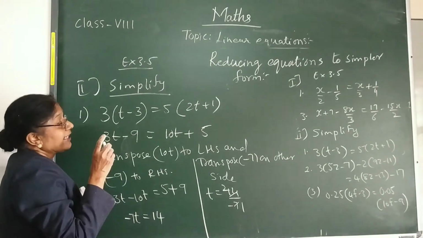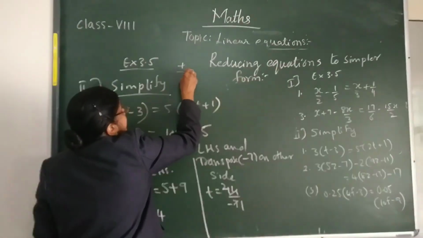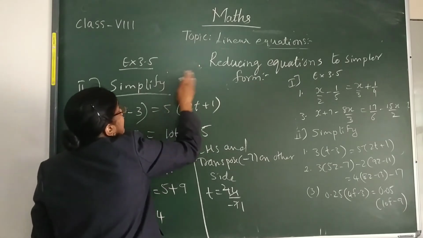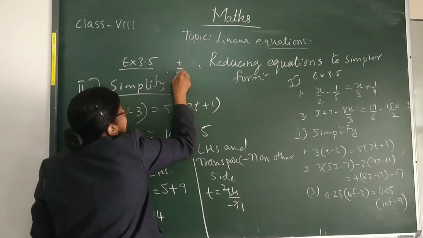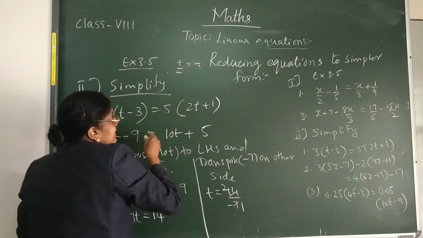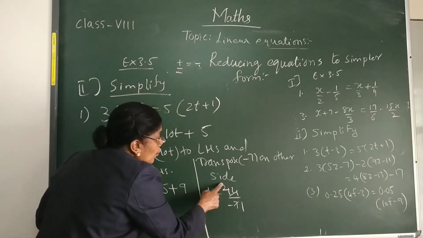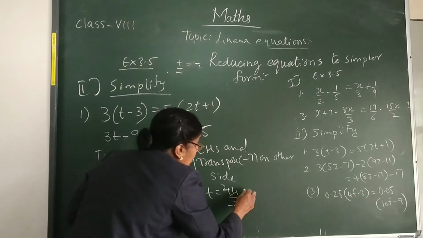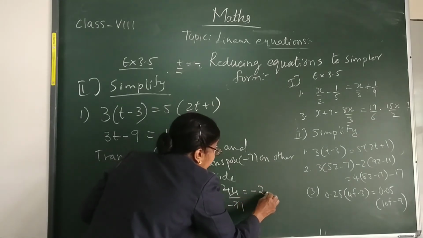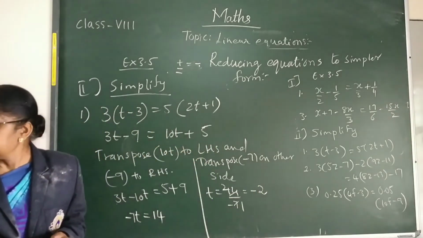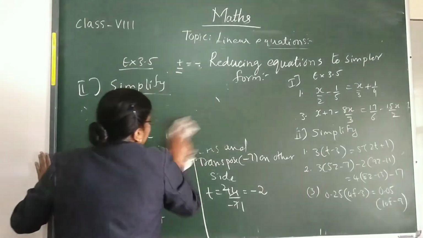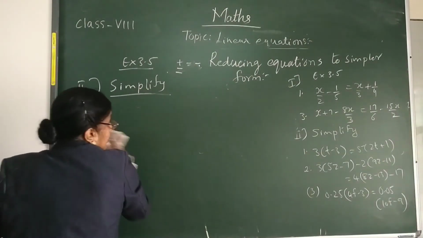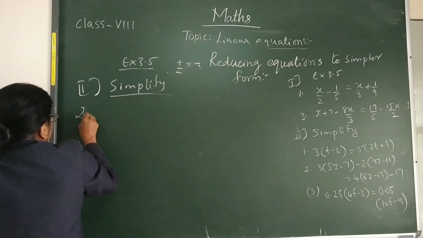Division rule is there. What does the division rule say? Plus divided by plus is always plus. Then the second rule says plus divided by minus is always minus. So here what is there? 2 is plus and 1 is minus. So plus divided by minus is always minus. So we will get minus 2. So the value of t is minus 2. So we came to know how to do it. Now we will go to the next sum.